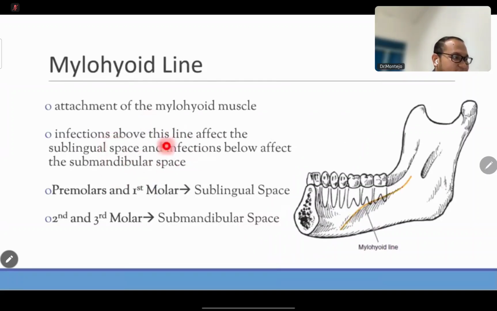So infections above this line affect primarily your sublingual space. This is your sublingual space. So for infection of the premolars or first molar, it is confined to the sublingual space. While if you have infections or caries in the second and third molar, it could reach your submandibular space, because their roots pierce inferiorly through the mylohyoid line, in your teeth or dentition.